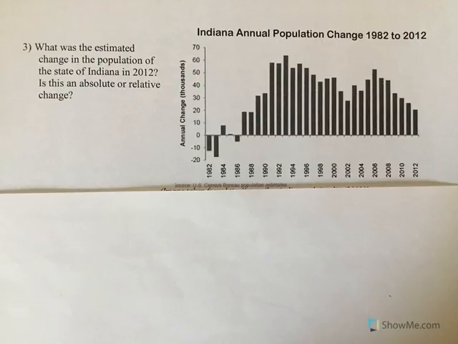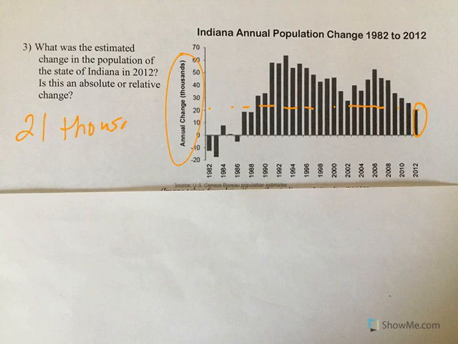Okay, what is the estimated change in population of the state of Indiana in 2012? Now, if you're looking at this table, this is the annual change. So they are actually giving you the change. So if you look at 2012, the height of this bar is just over 20. So the change is roughly 21,000 because this table is in thousands.